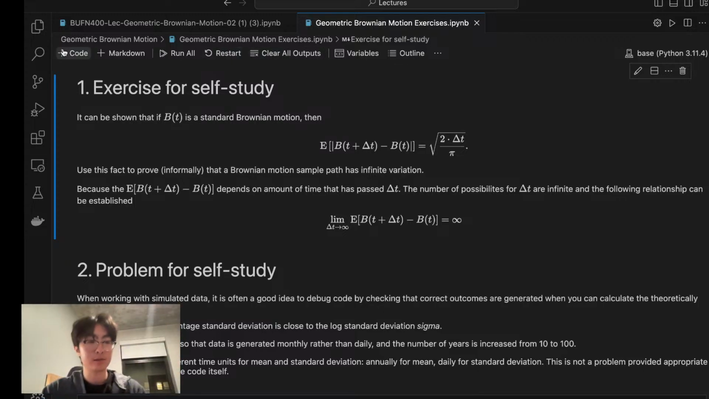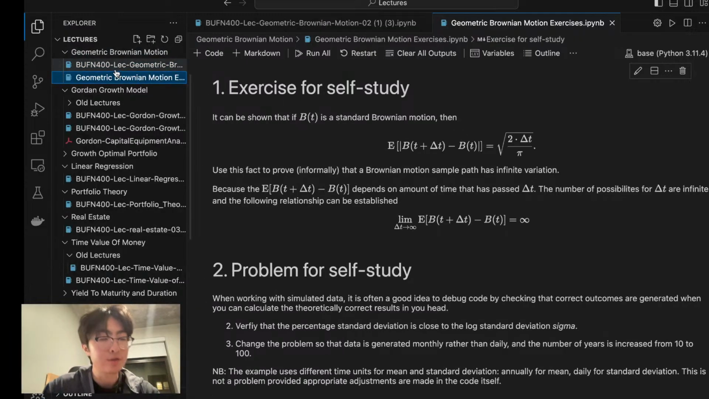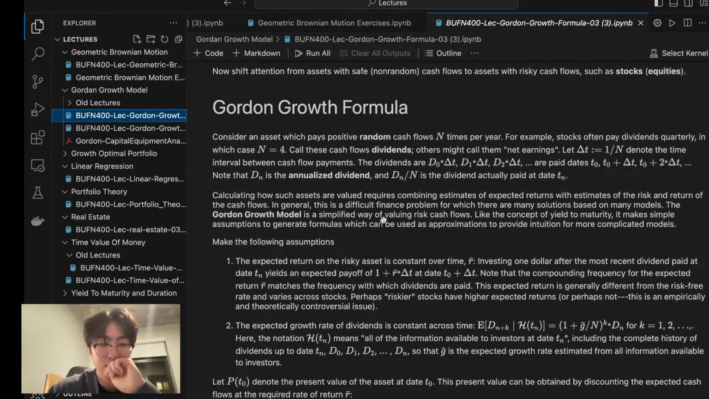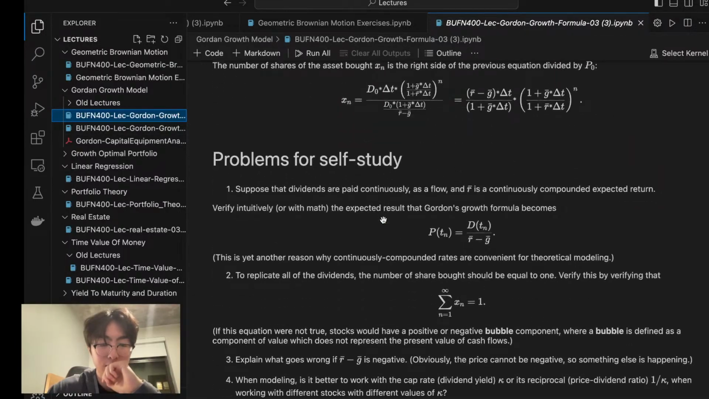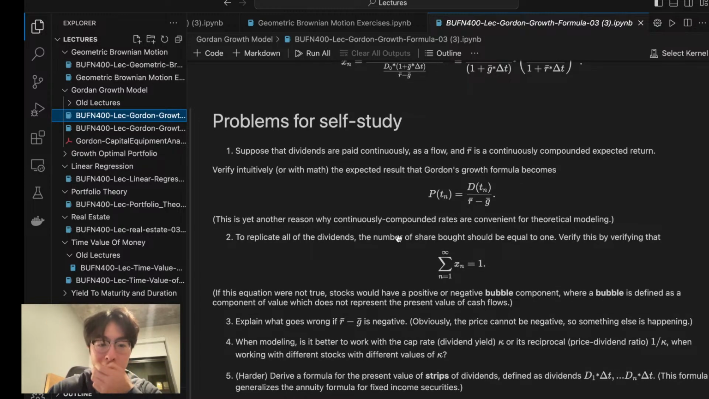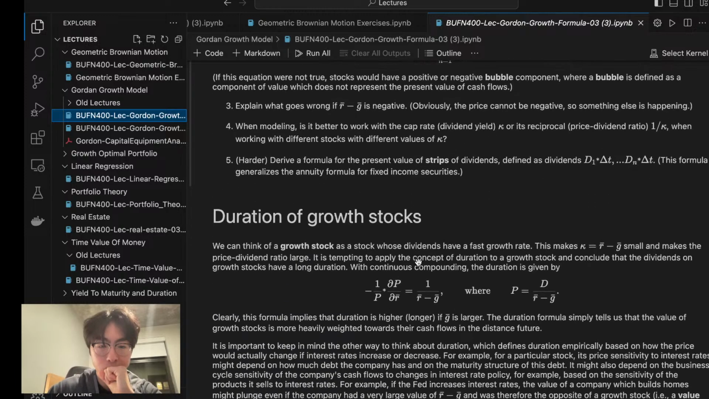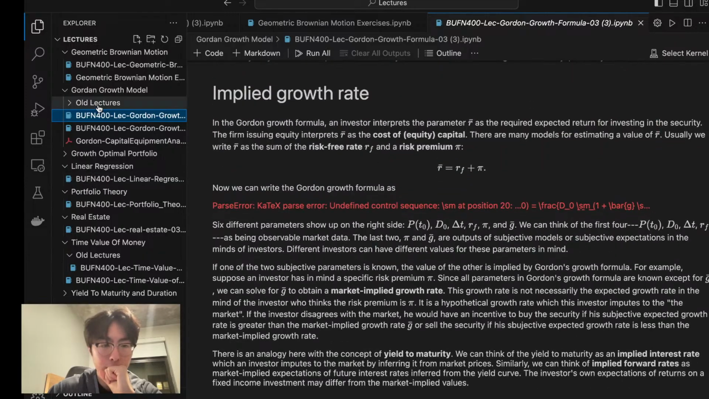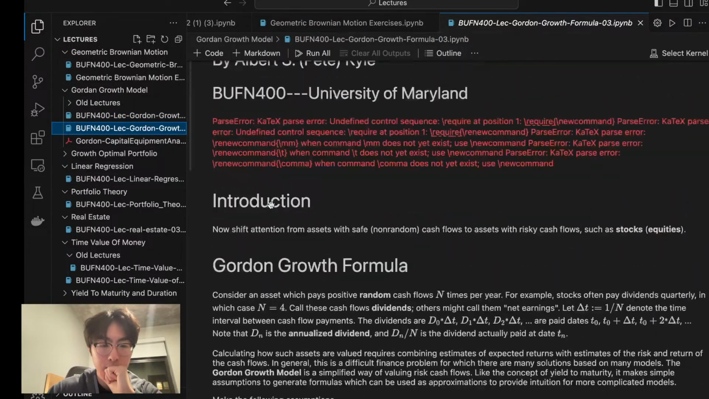Okay, so we have that geometric Brownian motion exercise. Now I wonder if I did these problems for self-study. Okay, maybe.